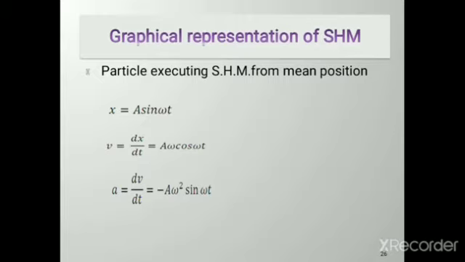In our first part, we derived that if the particle is starting its motion from mean position, then its displacement is given by the equation x is equal to a sin omega t. Let us calculate the velocity by the formula dx by dt. By finding the derivative of displacement, we get v is equal to a omega cos omega t. Again, if you differentiate the above equation of v one more time, you will get the acceleration. So acceleration is dv by dt, which is equal to minus a omega square sin omega t. Remember, in this, omega t is a composite function.